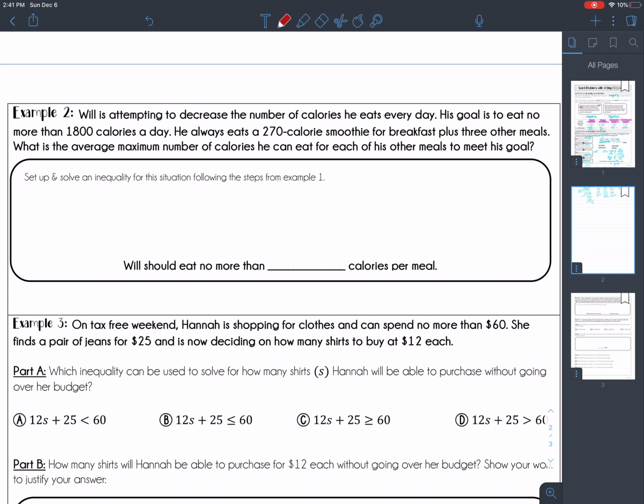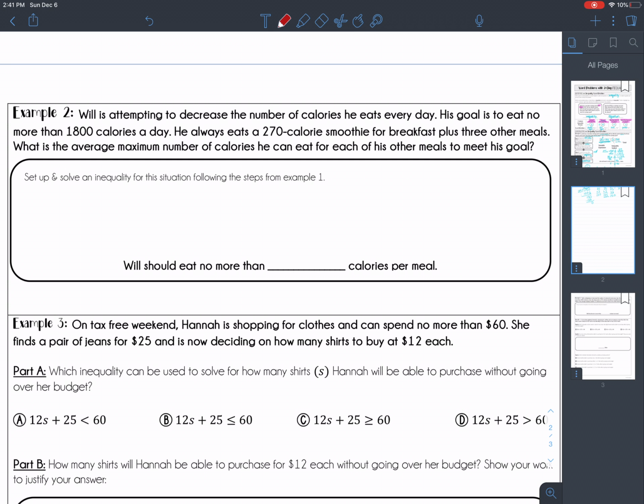So Will is attempting to decrease the number of calories he eats every day. His goal is to eat no more than 1,800 calories a day. He will always eat a 270-calorie smoothie for breakfast, plus 3 other meals. What is the average maximum number of calories he can eat for each of his other meals to meet his goal?